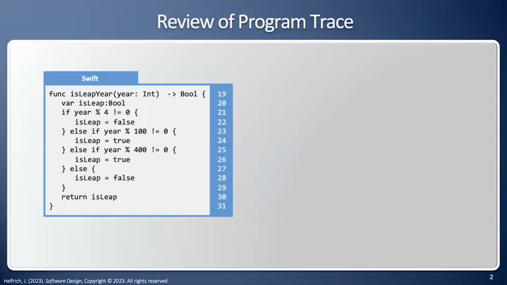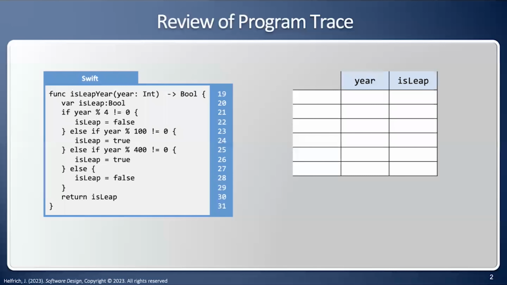Here we have a Swift function which computes whether a given year is a leap year. Now, how do we figure out how this works? We're going to start with a table that has two columns, the two variables on top, year and is leap, and the 0th column is going to be the line number. So execution is going to start here on line number 19. So on line number 19, the value of year is, my test case, 2000, and my value of is leap year is unknown at this point in time.